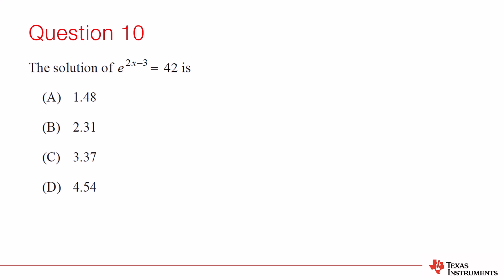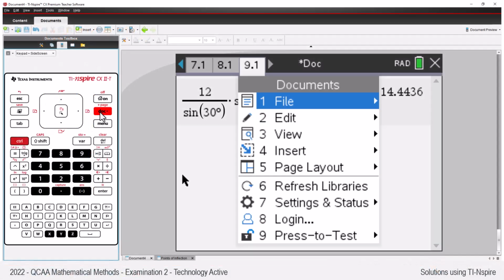It's also another question where we can do well just by estimating. If we say that e is relatively close to 3, and we know that 3 cubed is 27, it would be reasonable to conclude that 2x minus 3 needs to be perhaps just a bit bigger than 3, which immediately eliminates options A and B. If we make x equal 4.54, then 2x minus 3 is approximately 6, and 3 to the 6 is much bigger than 42. So at this point, we could simply substitute x equals 3.37 and check our answer.